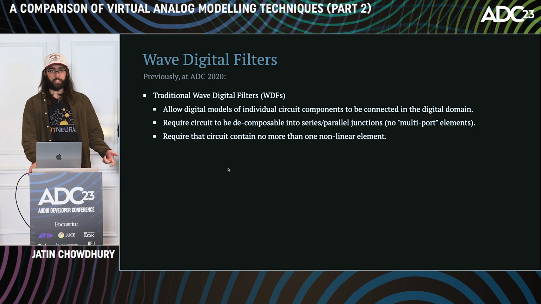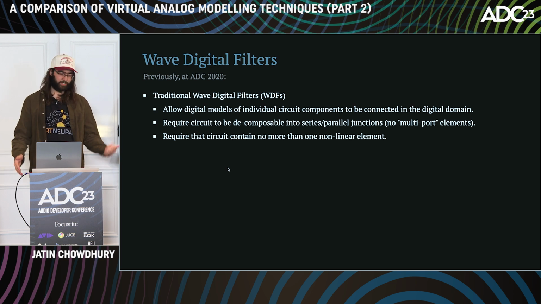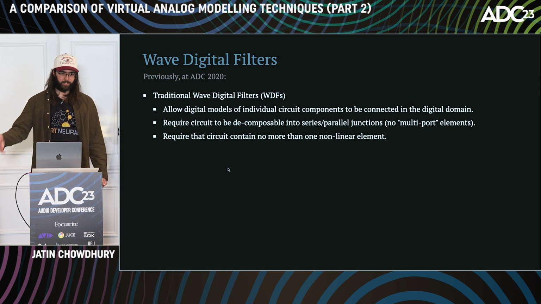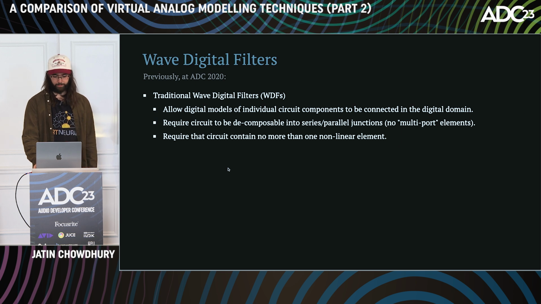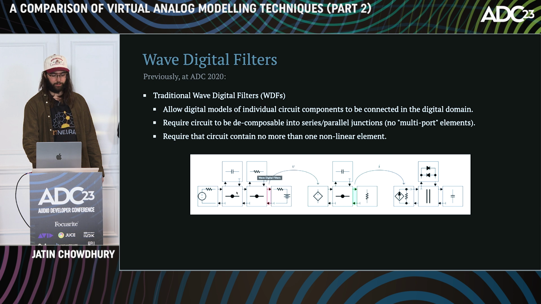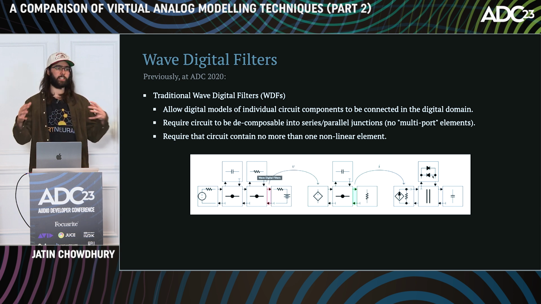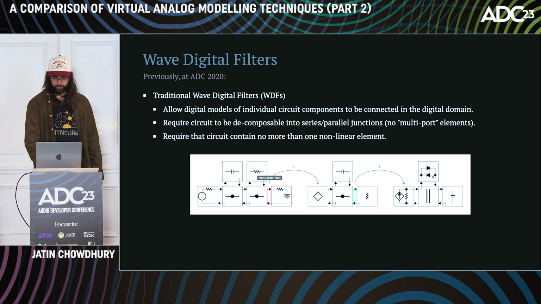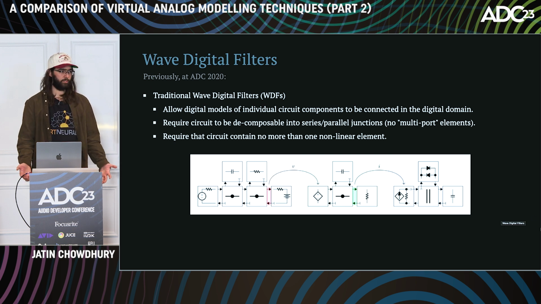Traditional WDFs also require that your circuit has no more than one nonlinear element. We're not going to go past that today just because of the example circuit we chose, but there are ways to go past that with more modern WDF techniques. And so this is the idea here. You've got a capacitor and a resistor, and they're separate from everything else. And then you've got what we call an adapter. So this is a series adapter. Basically what we have here is a capacitor in series with this resistive voltage source. This is a parallel adapter, diode pair, things like that. So you have to decompose your circuit into these series and parallel junctions to be able to make a traditional wave digital filter model.